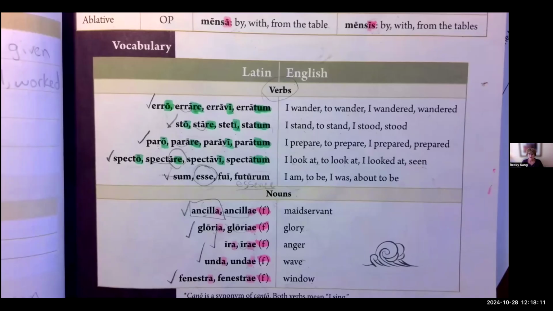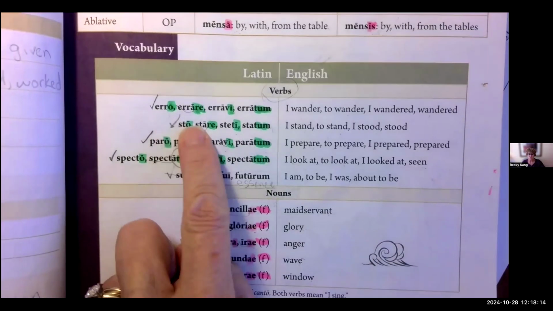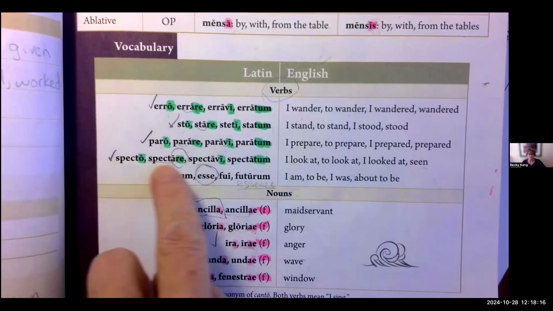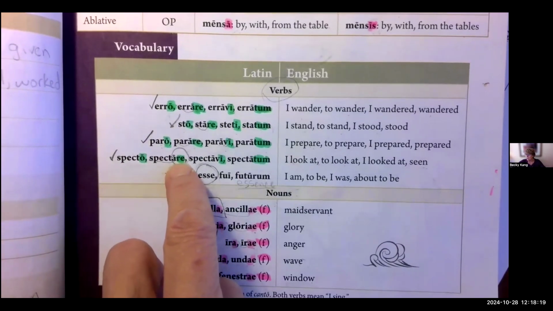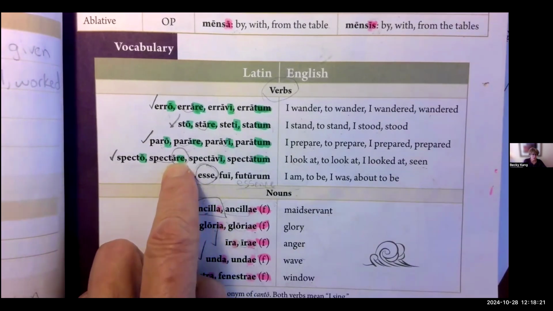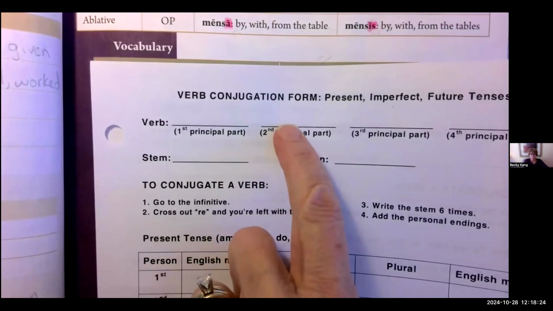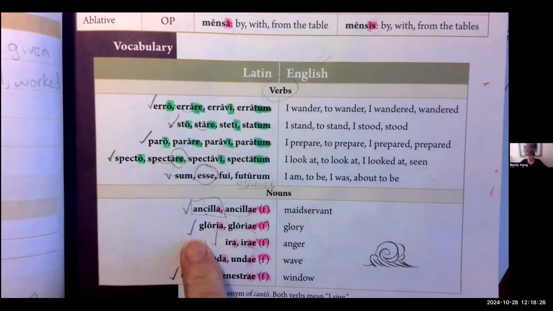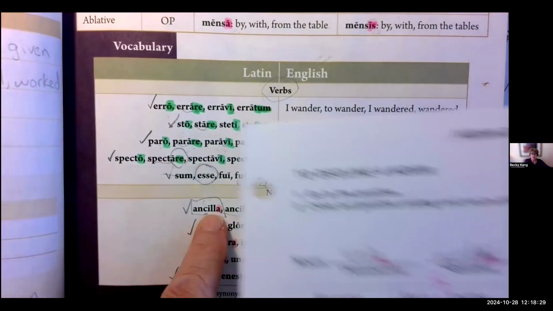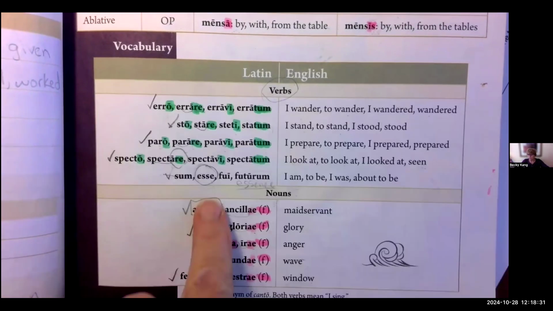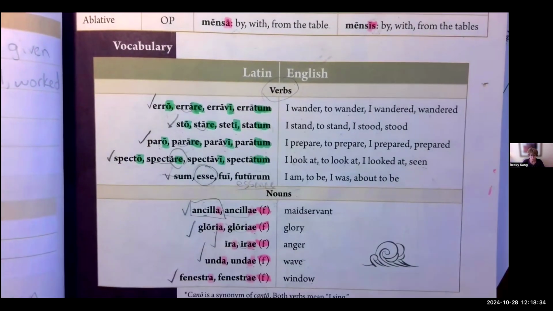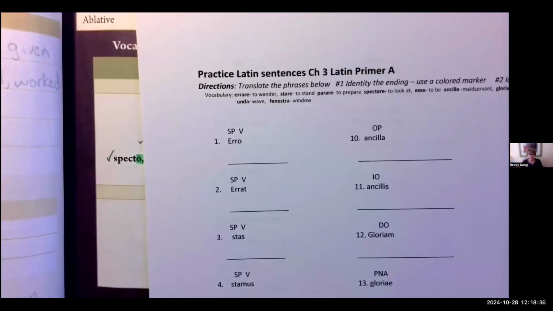Chapter 3 homework. Take a look at the screen. In addition to conjugating sto, stare, paro, parare, specto, spectare, using your verb conjugation form, and declining ancilla, ancillae, using the noun declension form. In addition to those for homework, what I want you to do, and what I'm going to help you with now, are the few translations of these little tiny phrases.